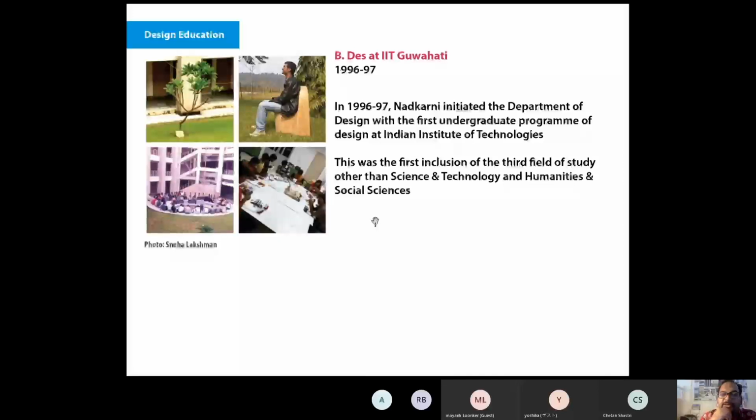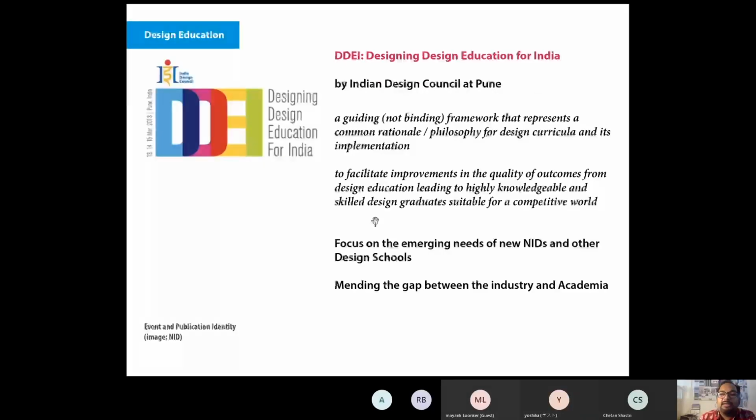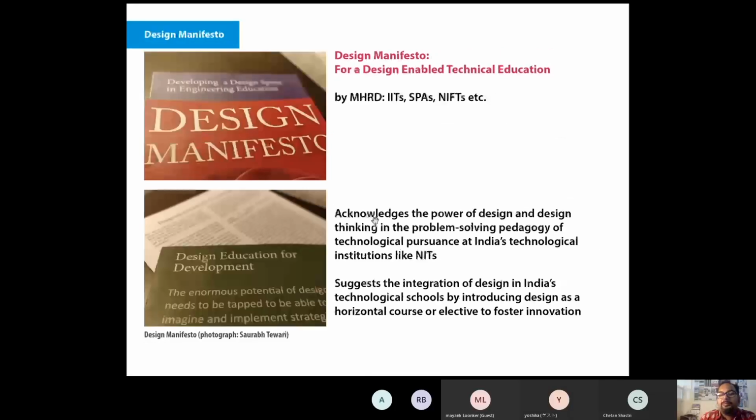We now see also the emergence of formal undergrad in IIT systems. So it is very critical for Indian academia when design is recognized as one of the disciplines other than engineering and technology and humanities and social science. So this was a third discipline which was recognized within the formal system of Indian education. And then we have the National Design Policy in 2007. There were several conferences also which looked into how we can augment or expand design education in India.